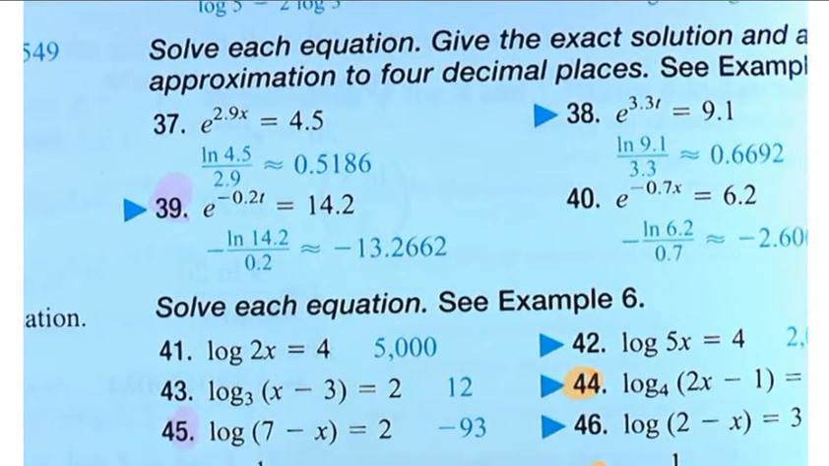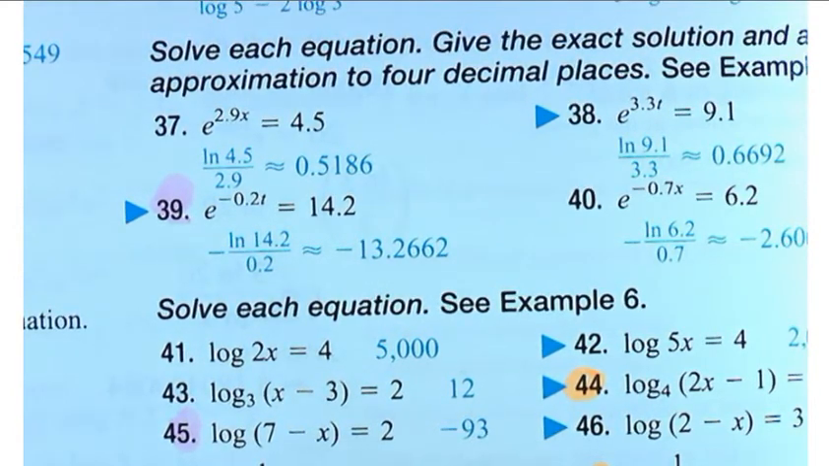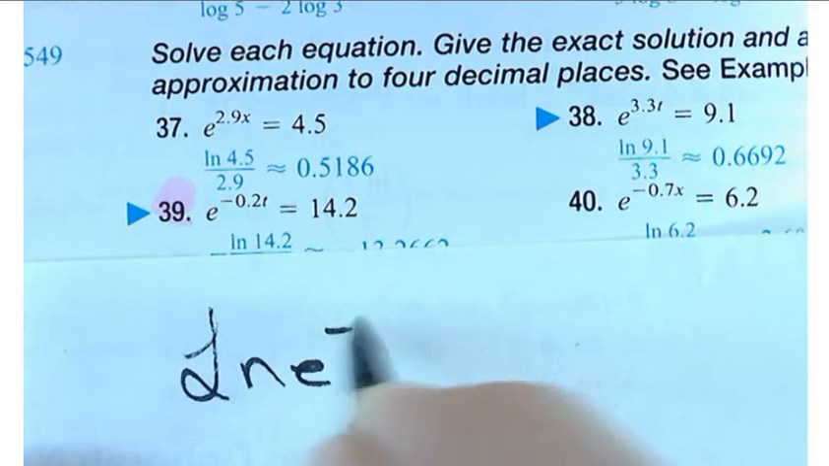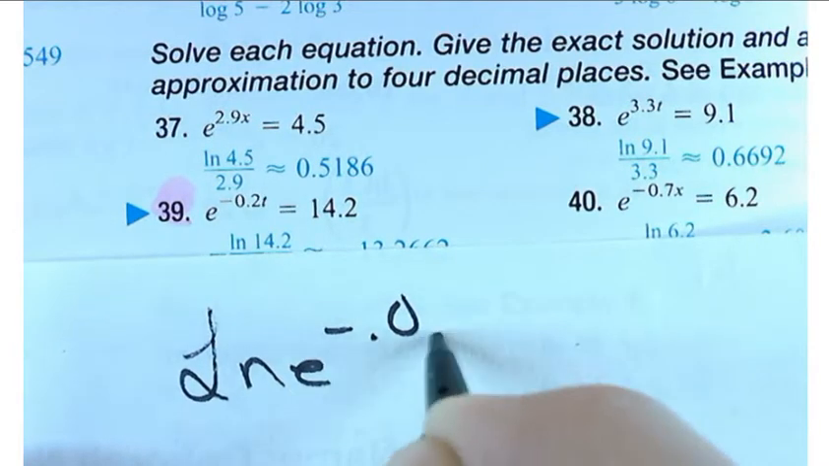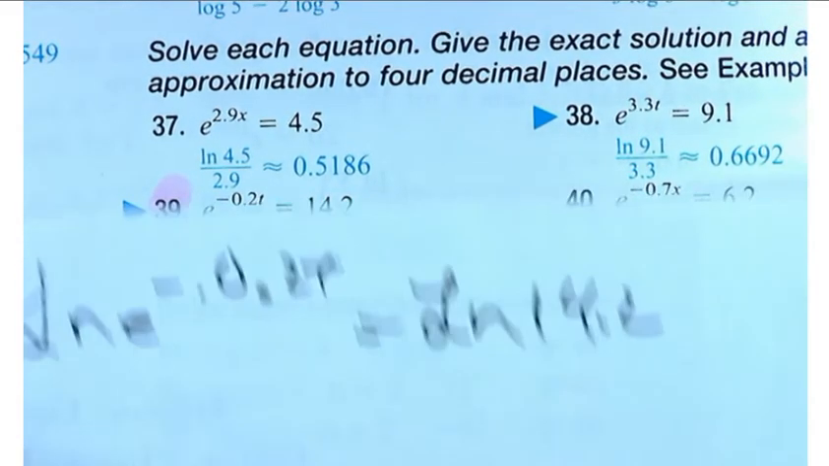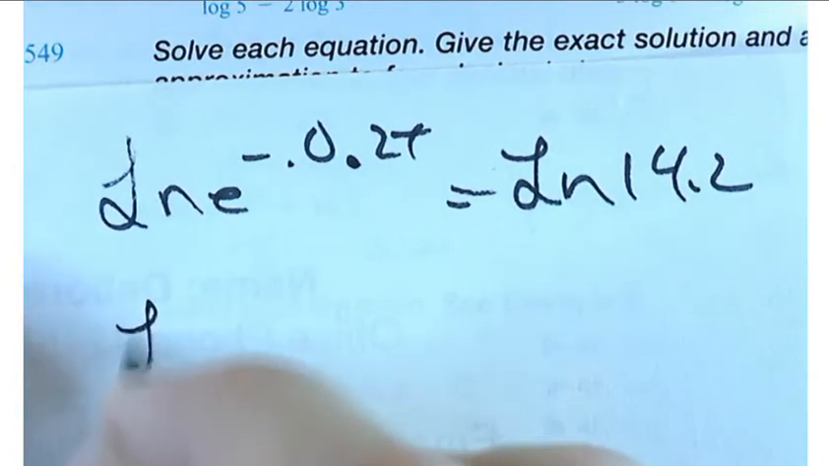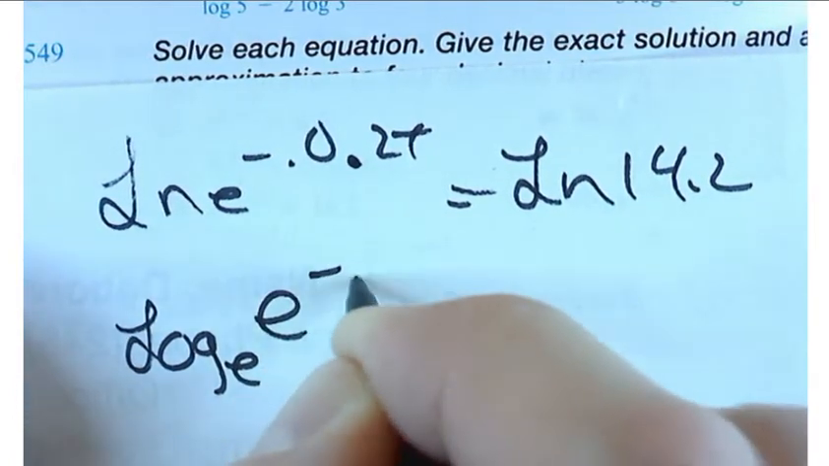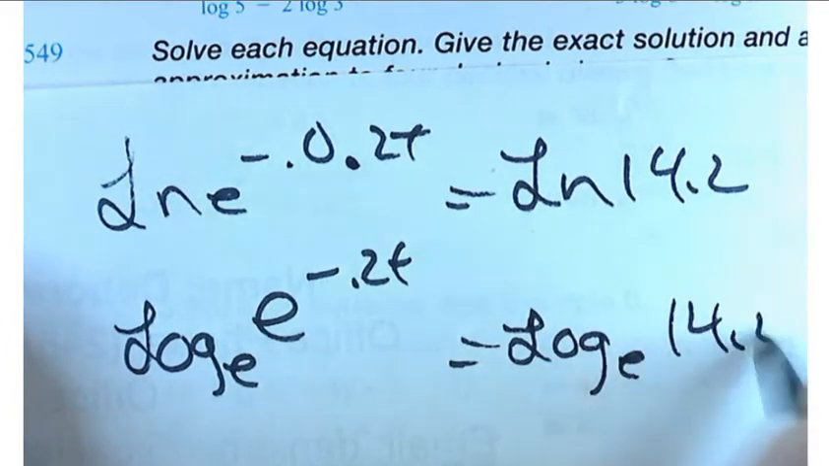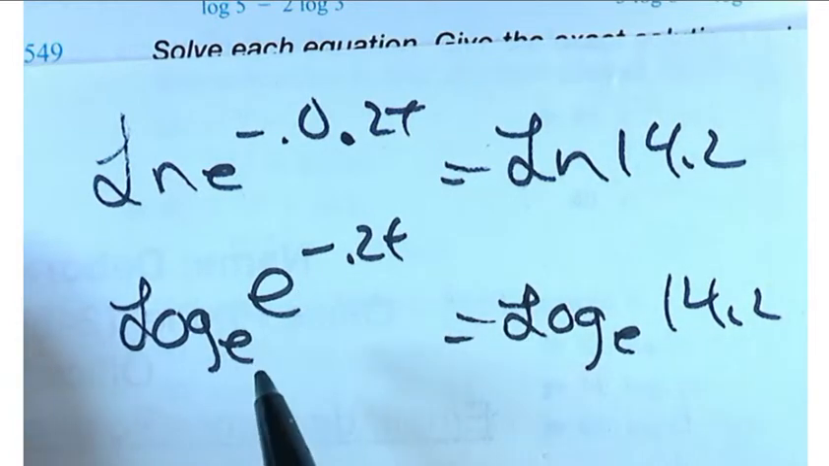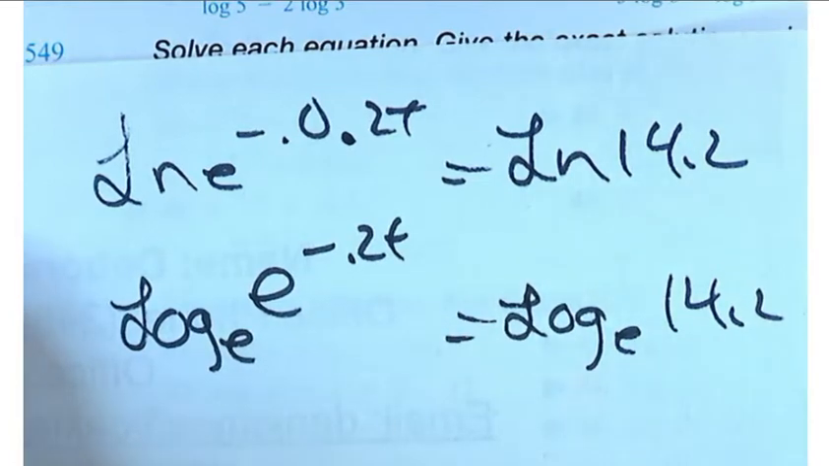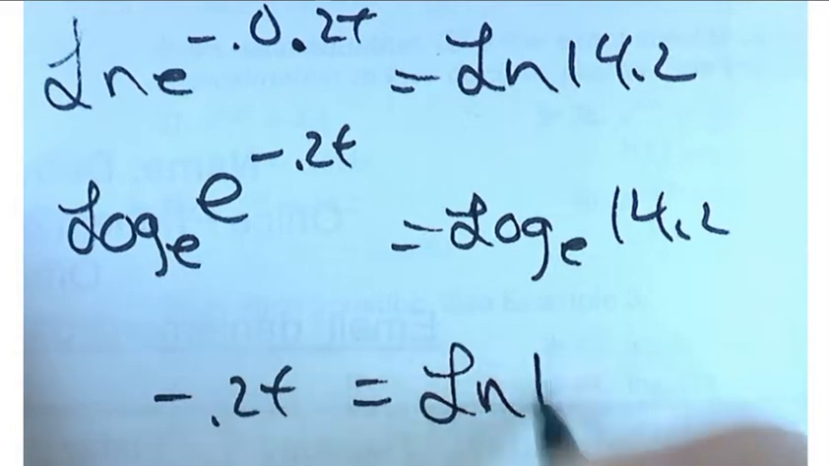In class what I did was I would write it, instead of taking ln of both sides, ln of e to the negative 0.2t equals ln of 14.2. So instead of doing that, I did log base e, because in my mind it's easier to see that the left-hand side simplifies very nicely. These two cancel each other out, much like problems like 24 and 26 did from the previous section. You get negative 0.2, and now I'll just go back and call that ln.